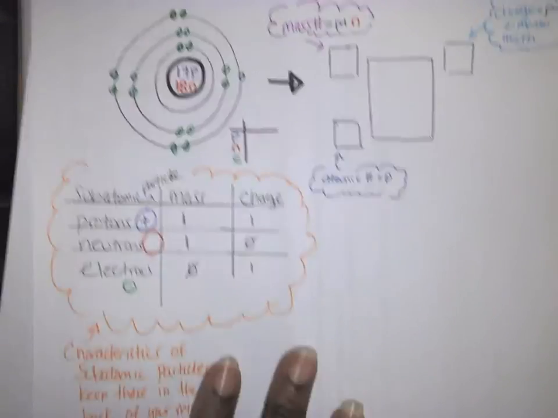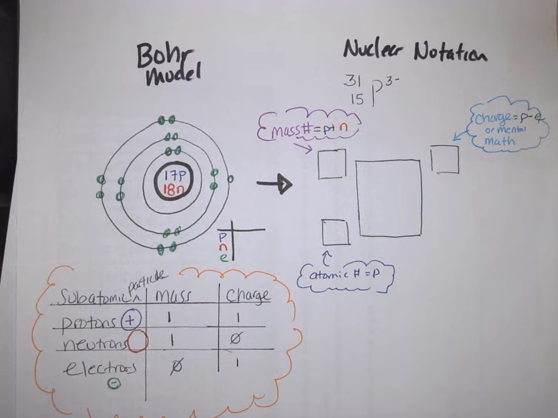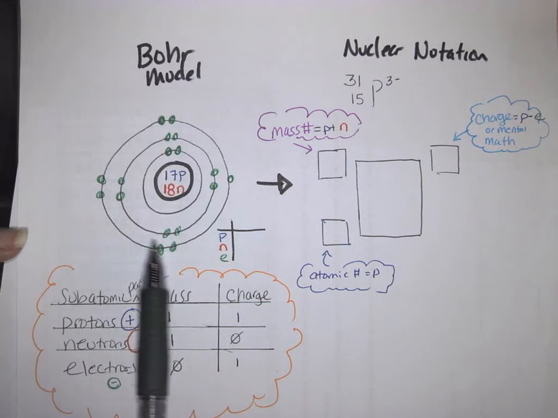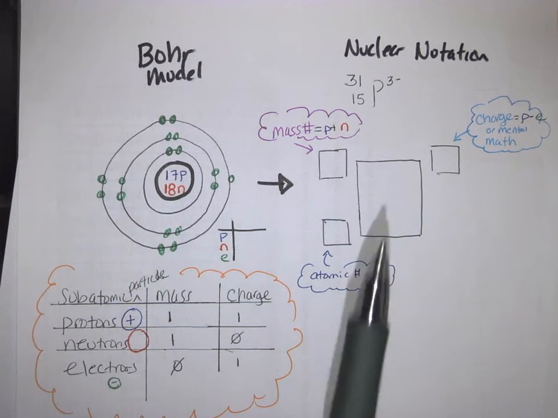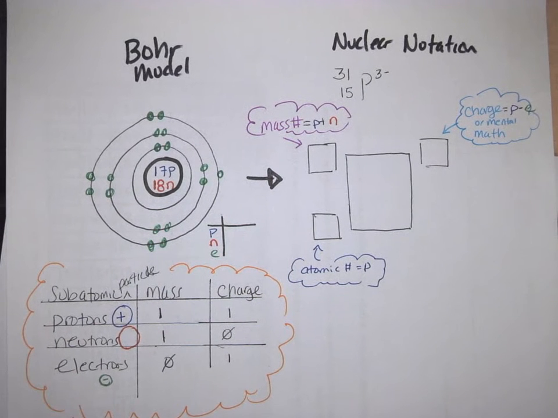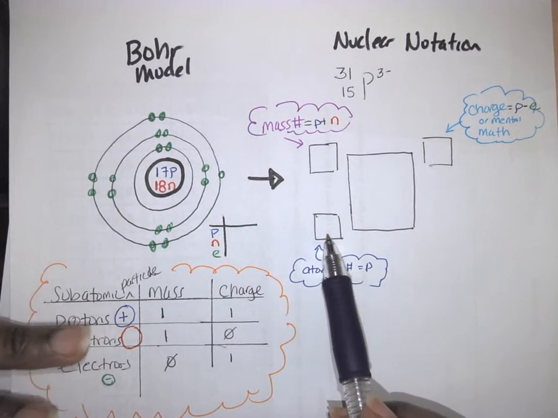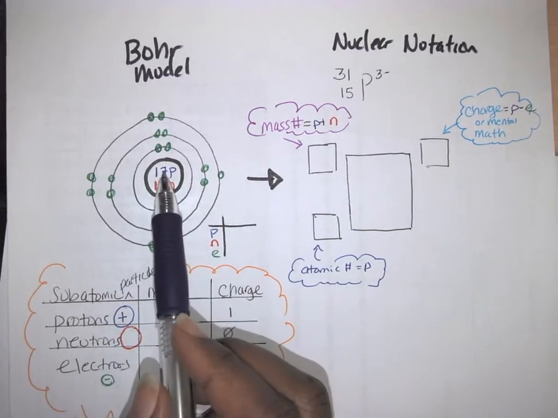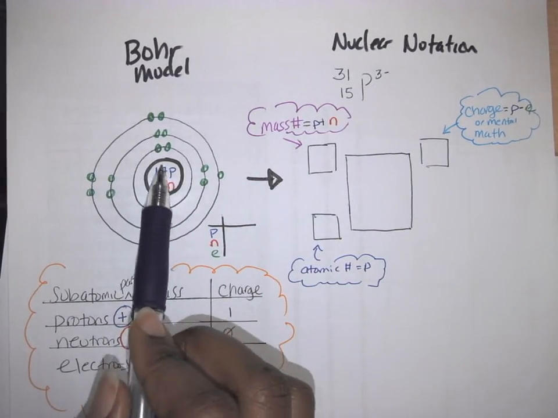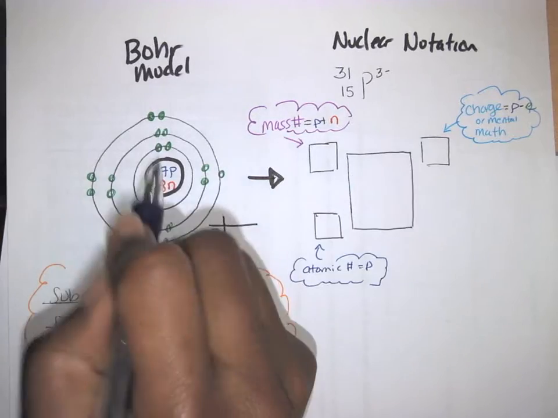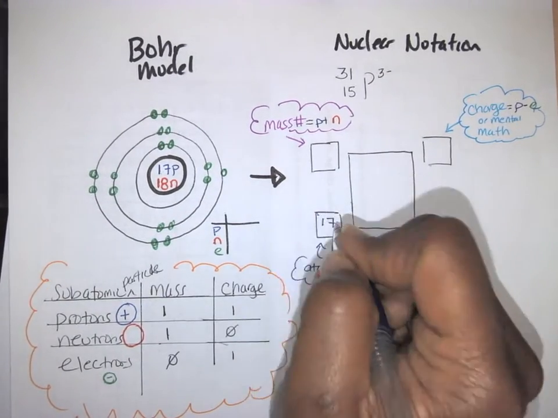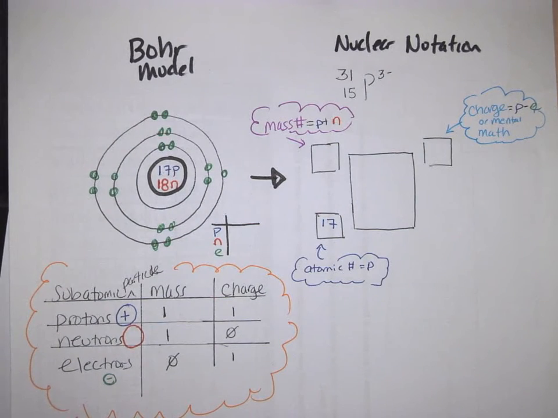In this first example, you were asked to write the nuclear symbol given this Bohr model. So you have a Bohr model. What's the nuclear symbol? All right, so the first thing that we did was we looked at the atomic number. And remember, the atomic number is the same as the number of protons. So the number of protons is the atomic number. So I'm just going to take the number of protons and put it here. So 17 goes here. All right, so that's cool. All right, what else?